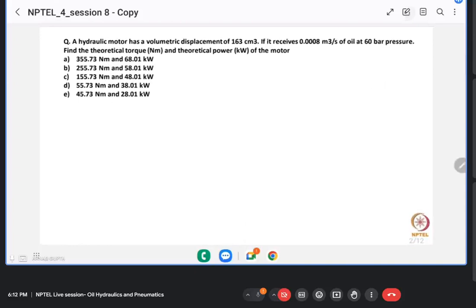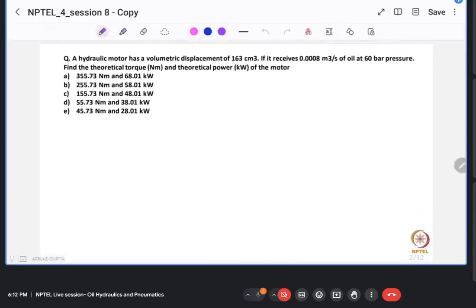Okay, so coming to the first question, it's a numerical. A hydraulic motor is having a volumetric displacement of 163 centimeter cube. It receives 0.0008 meter cube per second of oil at 60 bar pressure. Find the theoretical torque and theoretical power in kilowatts for the motor. So it's the direct question from the assignment.